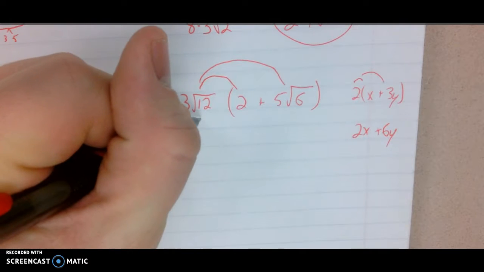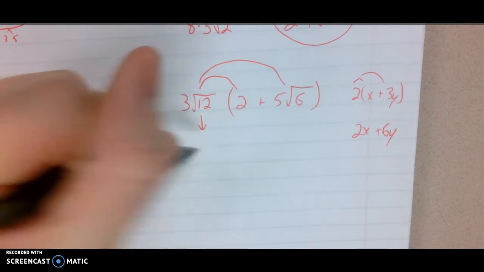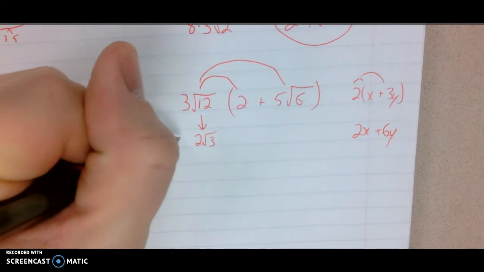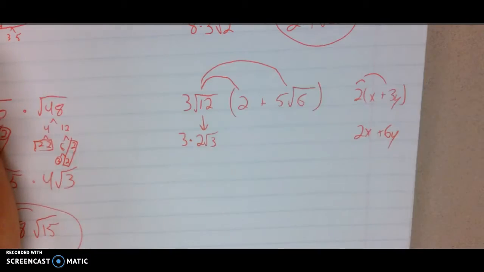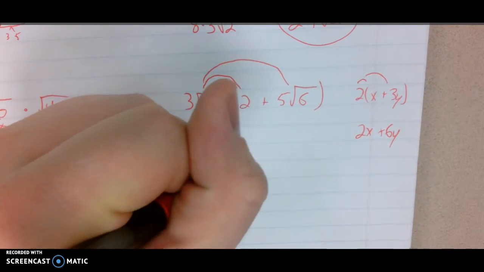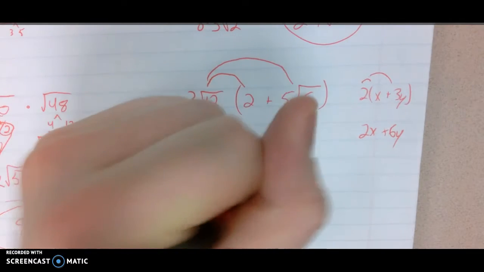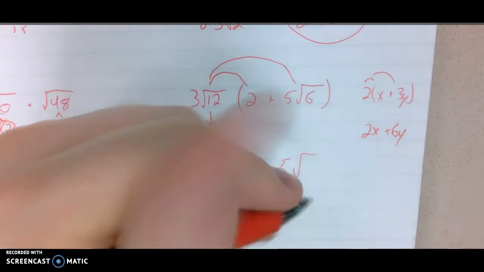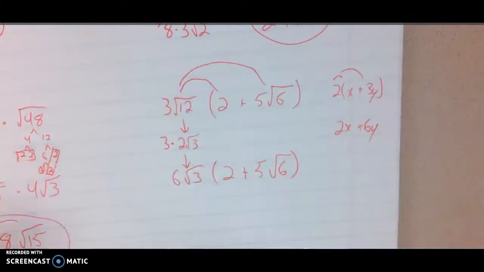Well, first let me break down this rad 12. Rad 12 is going to break down into a 2 rad 3. We still had the 3 hanging out front. So really that's going to be a 6 rad 3. We're going to distribute that into the quantity 2 plus 5 rad 6.